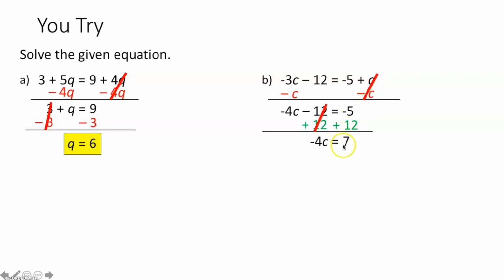So positive 7. Now all that's left is getting this negative 4 to the right. How do I do that? It's negative 4 times C. So I do the inverse. I divide both sides by negative 4. These are going to cancel each other out. I'm left with C is equal to negative 7/4. You could write your answer as a decimal as well. Again, it just depends how your teacher prefers you to write it.